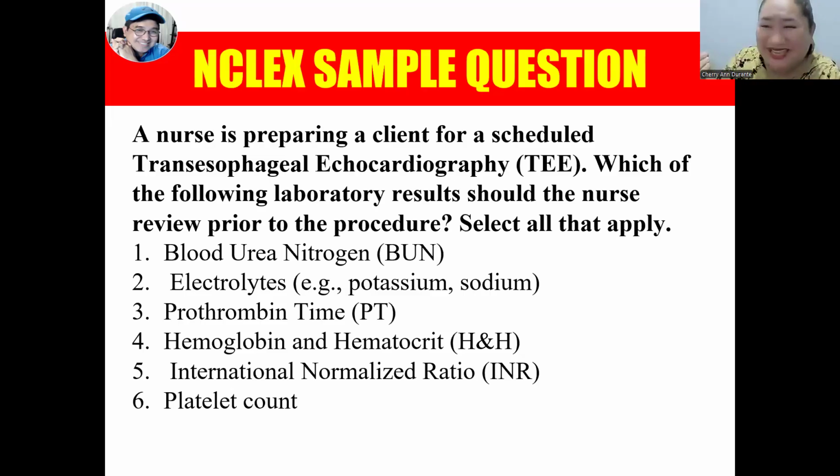So with that in mind, guys, which of the following lab results should you review prior to your procedure? Please tell me in the chat box the numbers that you will choose here. Is it one, two, three, four, five, six? Which will you answer? Camille has an answer. I love it. What about the others? Come on.